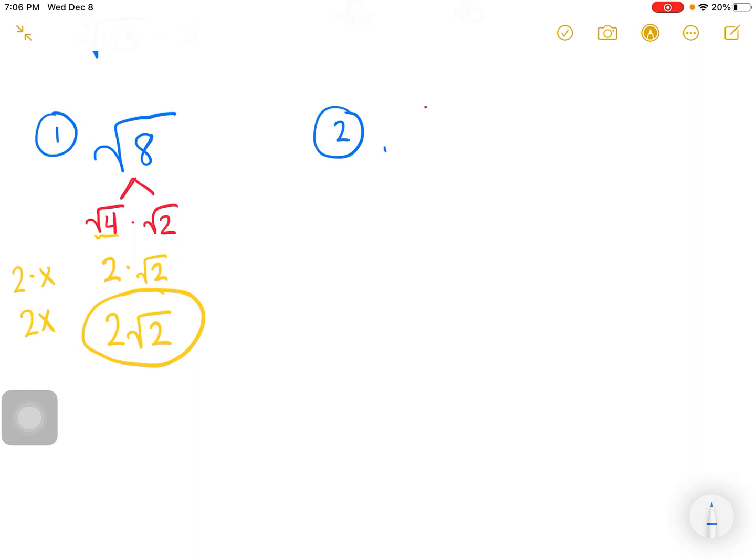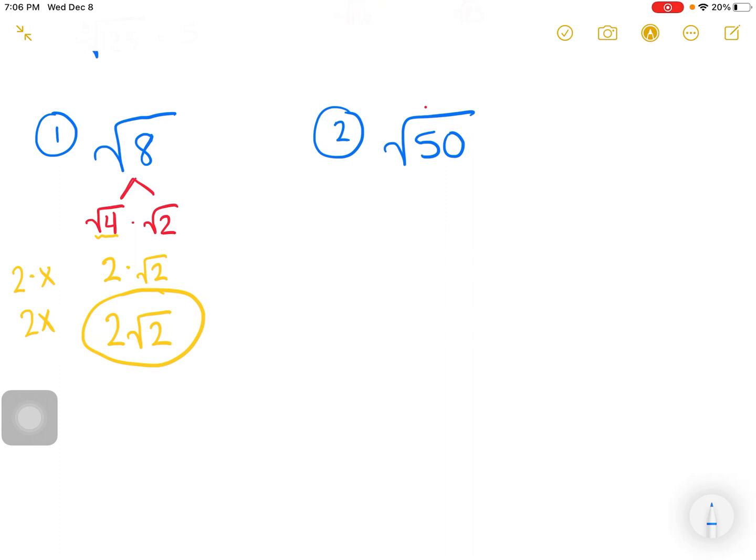Let's say we had the square root of 50. Okay? It's not a perfect square. I know square root of 49 is 7, so I know it's going to be a little more than 7 if I was going to estimate it. But we're going to simplify this. So let's break it apart.